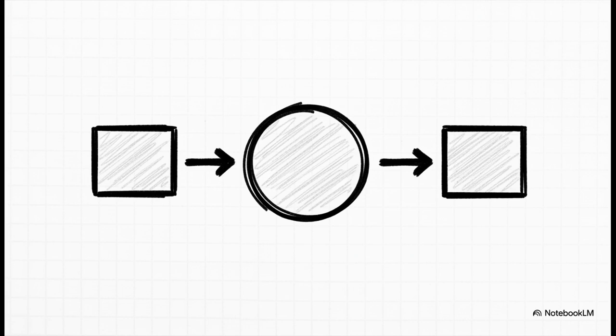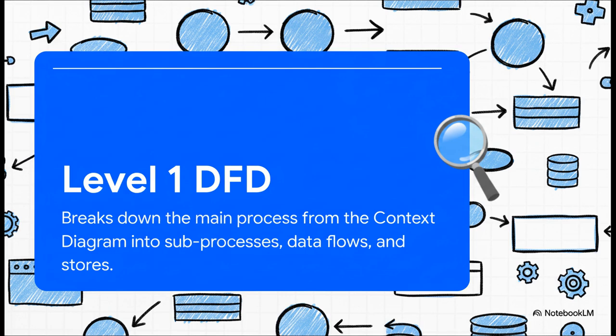So for our hiring system example, the context diagram would be incredibly simple. You just see the applicant and the hiring manager on the outside, sending things like an application in and getting a job description out of one big bubble in the middle called hiring system. That's it. But here's where the magic happens.